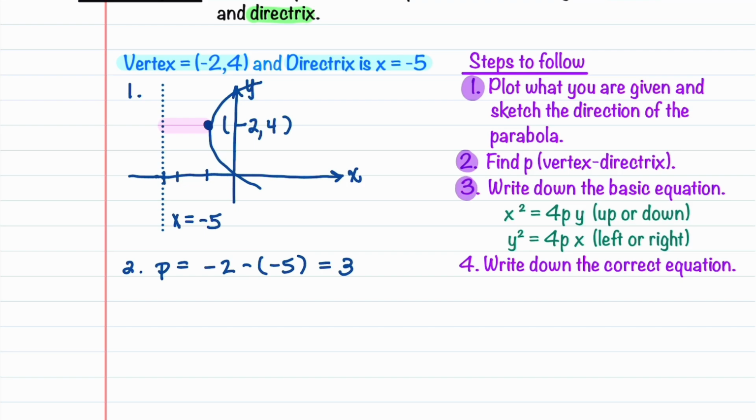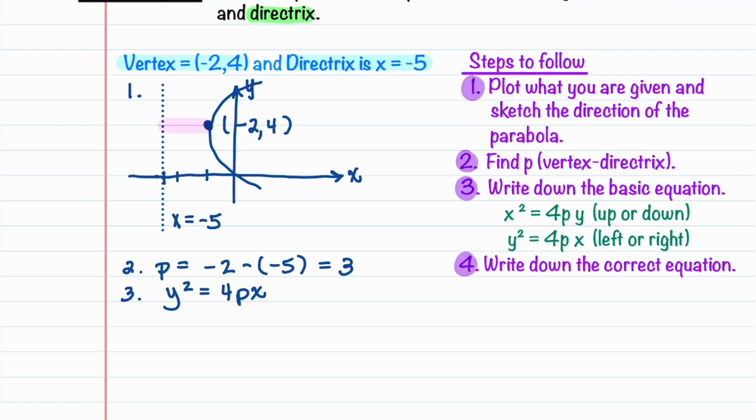Let's now look at step 3. For that step, we are going to write down our basic equation. We have a parabola that opens to the right. So our basic equation is going to be y squared is equal to 4px.